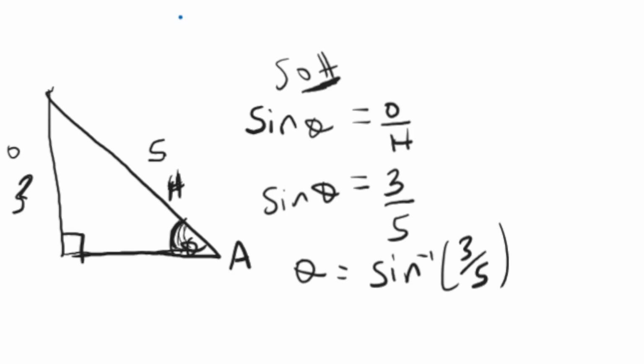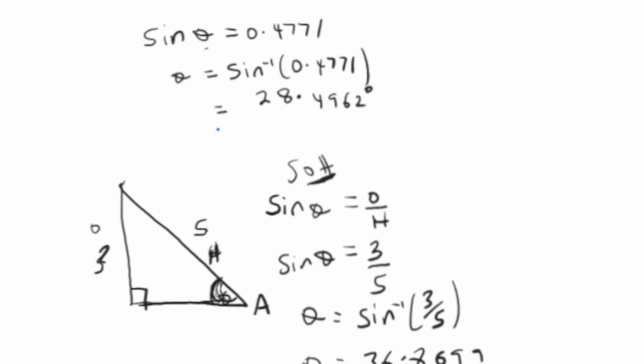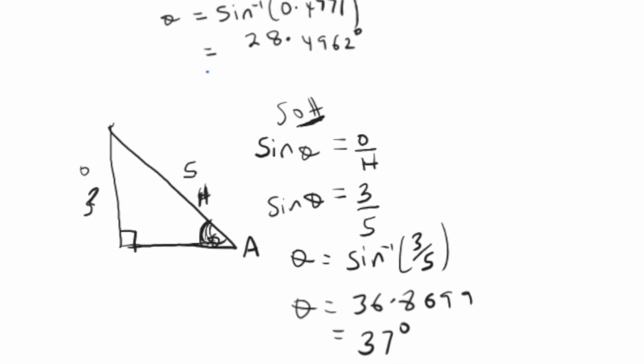So you just put it in your calculator, and you know how to put sine inverse, second function, and then sine. And then you see your sine inverse will come up. And then 3 divided by 5. You enter. And so our theta is 36.8699. So rounding it to the whole number, our theta is 37 degrees.